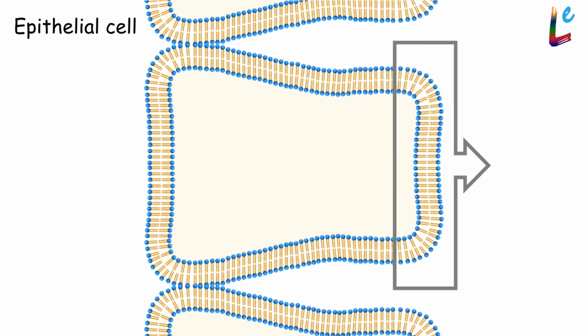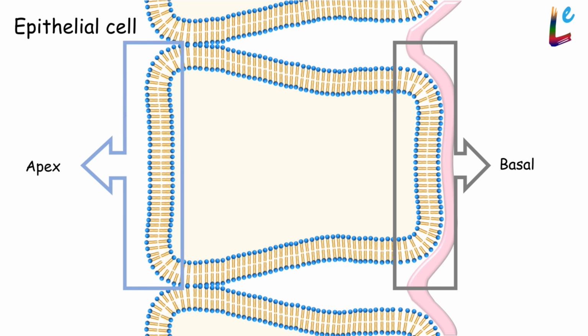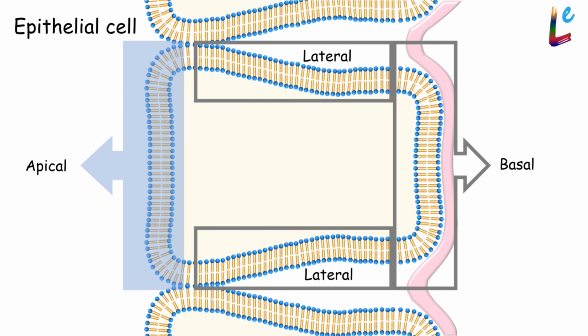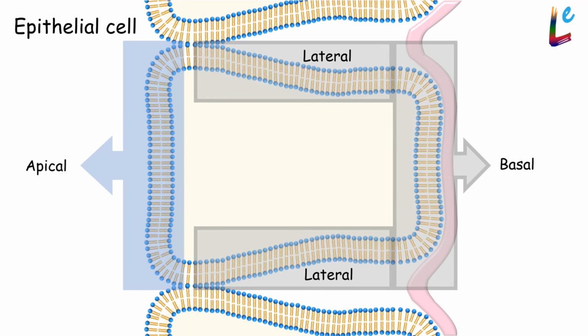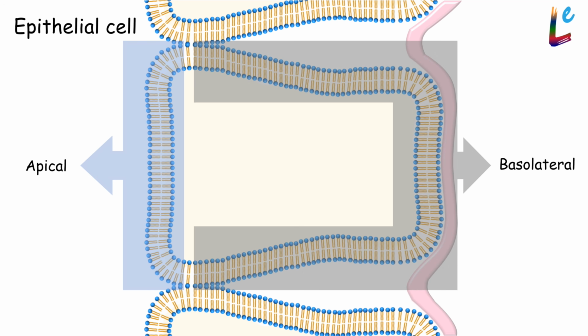This surface is attached to the basement membrane. Therefore, this is the base. Opposite to the base will be the apex or apical surface. These are the lateral surfaces. The base and the lateral surfaces together form the basolateral surface. So, do you know what separates the apical and basolateral surfaces?